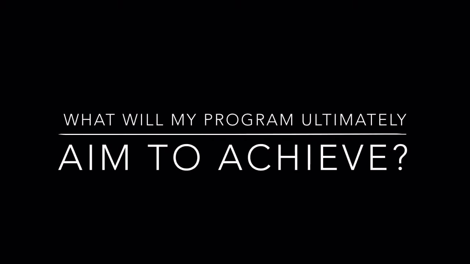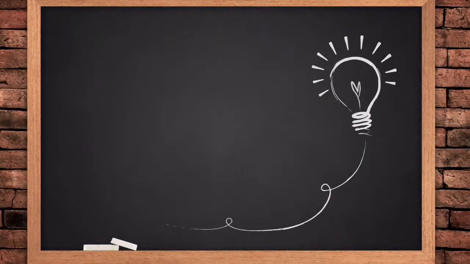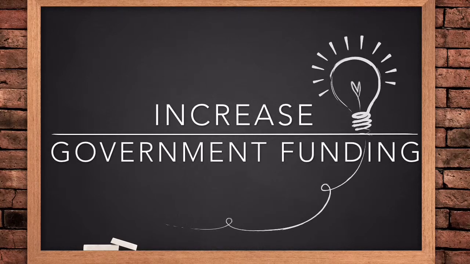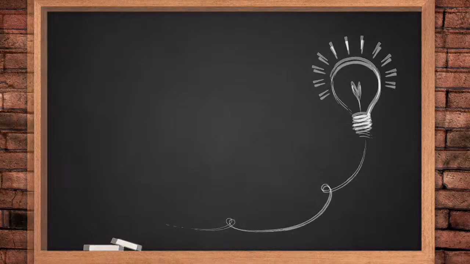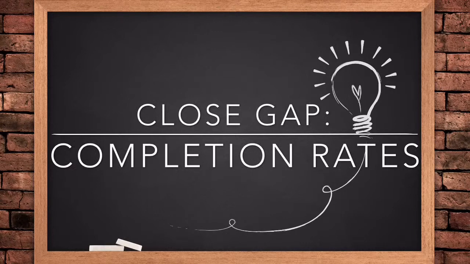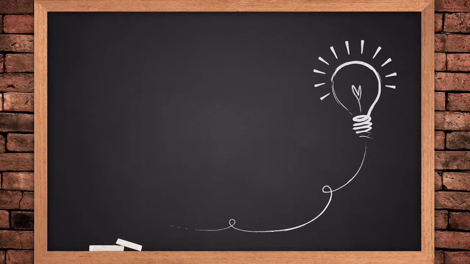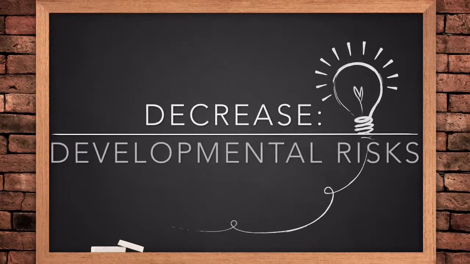Ultimately, my program will aim to achieve 3 main things. Firstly, an increase in government funding which will be used towards teachers' aides and specialised programs. Secondly, closing the gap between the upper and lower class in terms of school completion rates. And finally, to decrease the chances of the lower class being developmentally at risk in terms of social, mental, physical and emotional development. All in all, my program aims to overcome the educational inequalities that exist as a result of social class.